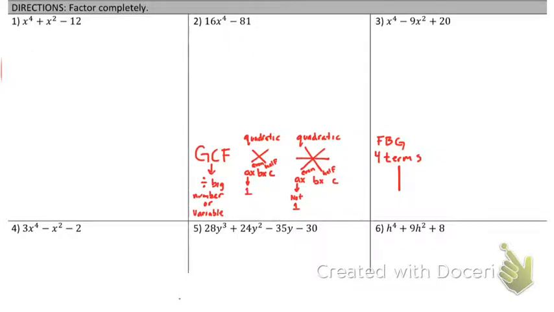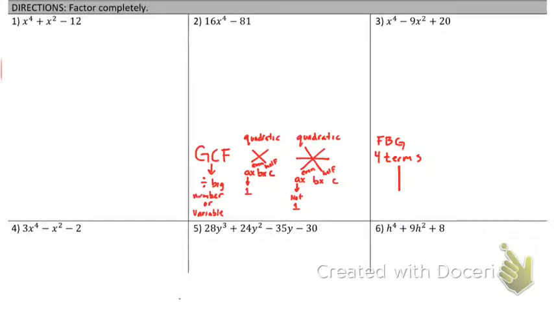Okay, so let's jump into number one. We want to check for GCF. Is there a number besides 1 I can divide? And the answer is no. Do they all have the same variable? And the answer is no. So GCF is out of the question. I can't divide out a variable or a number here.